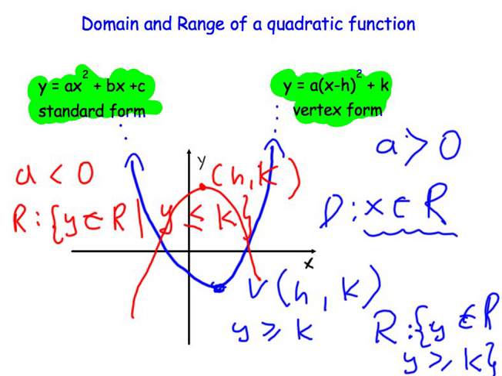k represents the y coordinate of the vertex. So you either have a situation where y is greater or equal to k if your vertex represents a minimum. When your vertex represents a maximum, then the range begins from the maximum value and all other numbers are less than the value of k.